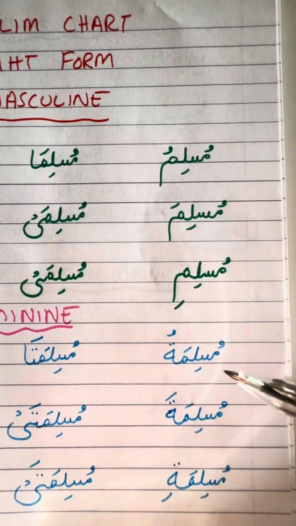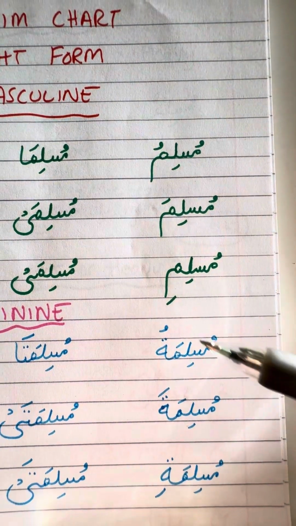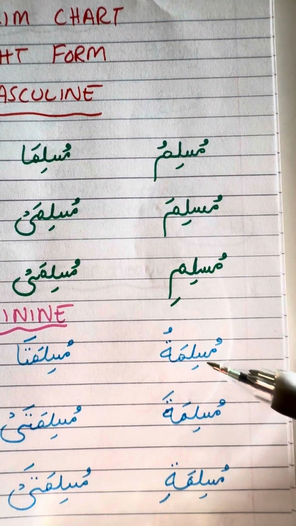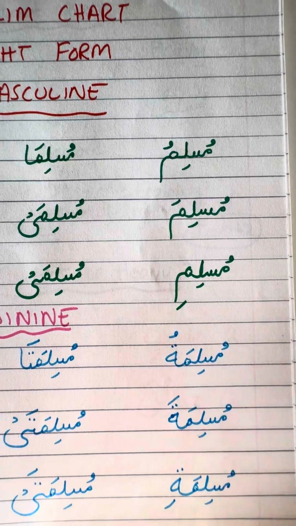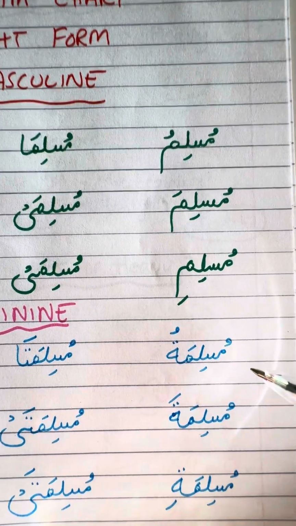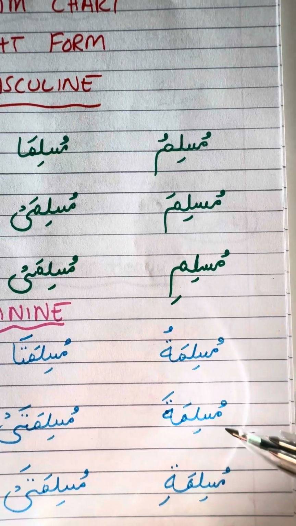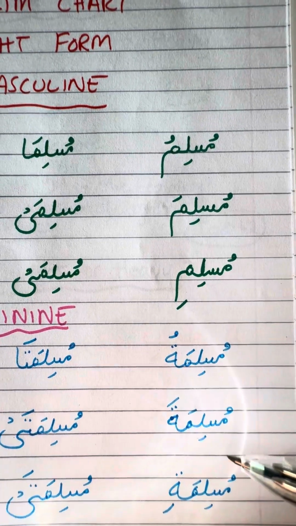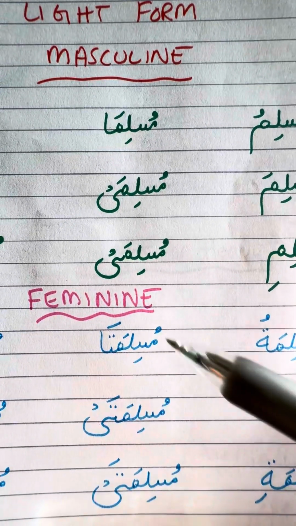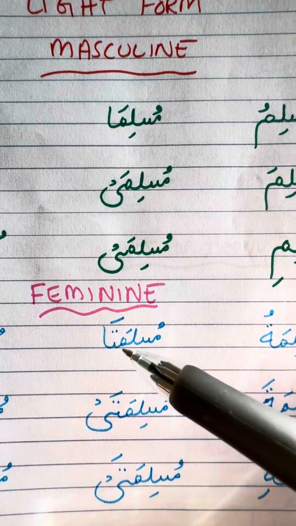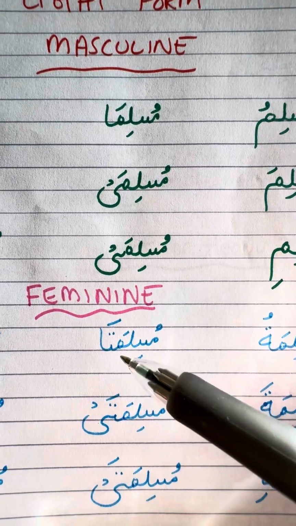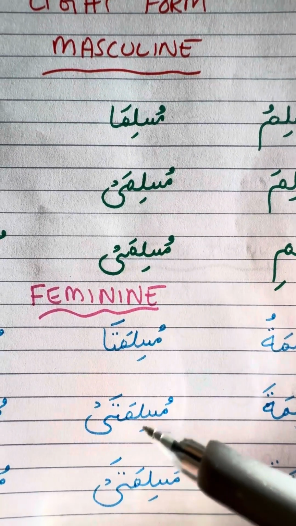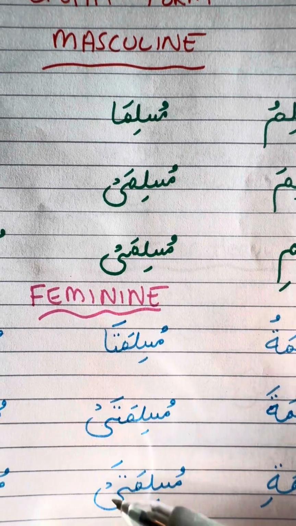Now moving on to the feminine chart. The first column, the heavy version, was Muslimatun, Muslimatan, Muslimatin. So now when we remove the tanween, it will become Muslimatu, Muslimata, Muslimati. So this is the light version. Moving on to the dual or the pair one, we remove the extra noon. So Muslimatani becomes Muslimata, Muslimataini becomes Muslimatai, and Muslimataini becomes Muslimatai.